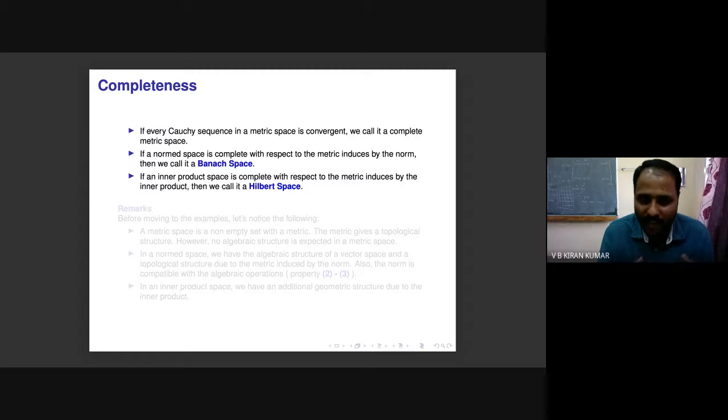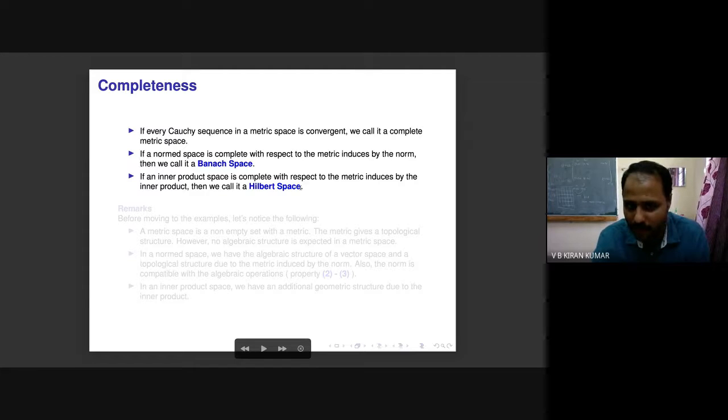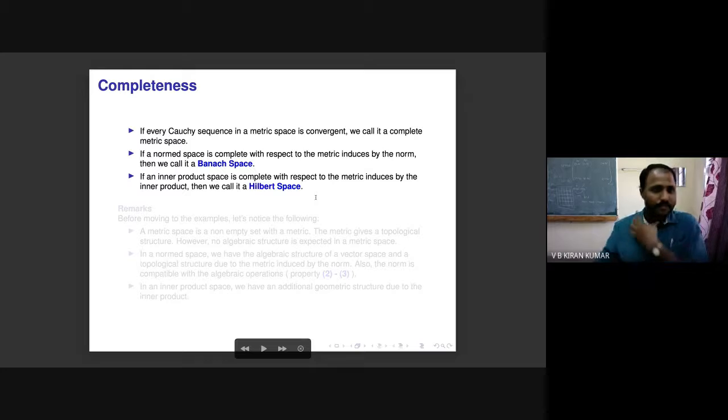You know that every inner product space is a normed space now. So if an inner product space is complete with respect to the metric induced by the inner product, which means the inner product gives you a norm, and the norm gives you a metric, and if that underlying metric space is complete, then we call it a Hilbert space. So is everybody clear with the definition of Hilbert space? Is that okay? Okay, sir.